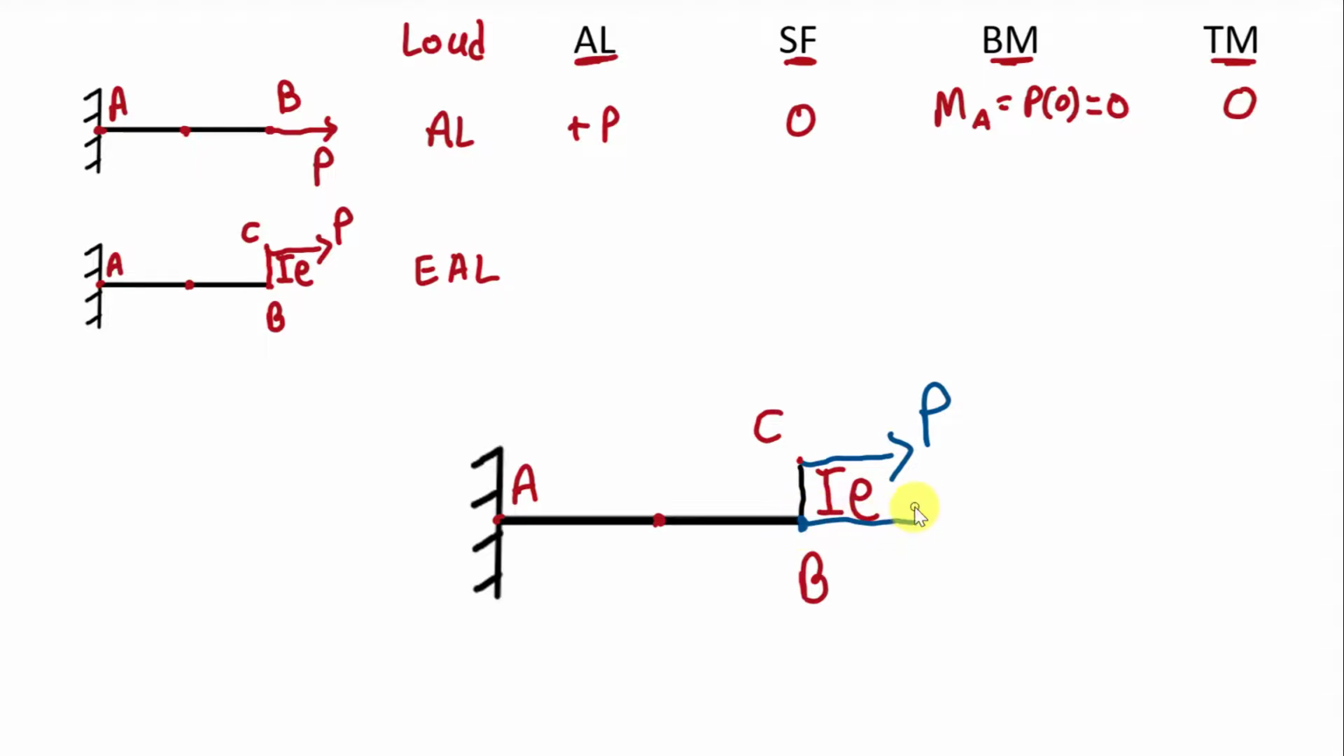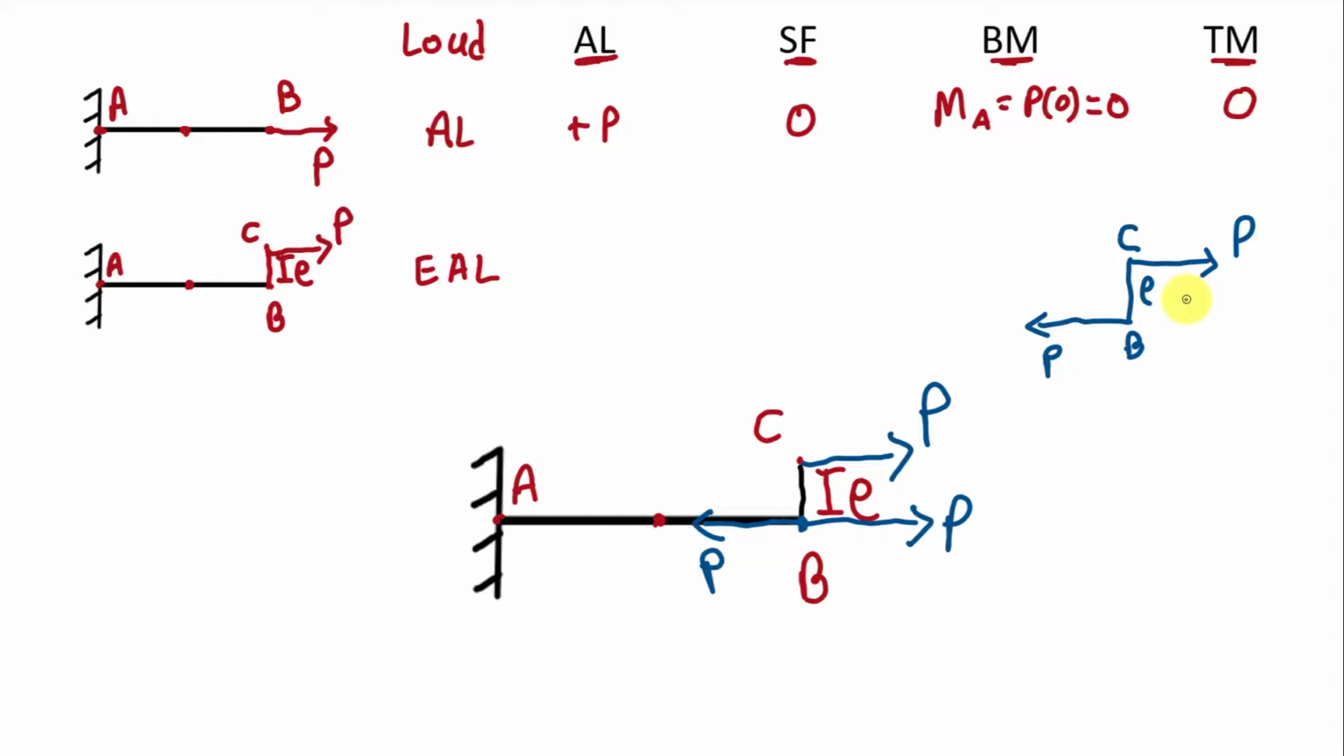For that we will apply two equal and opposite loads at this point. One load will be in this direction having value P and the second load will be in this direction having value P. Now here if you see, this is the line BC, and at this point there is load P in this direction and at this point there is load P in this direction. Distance between these 2 points is E.